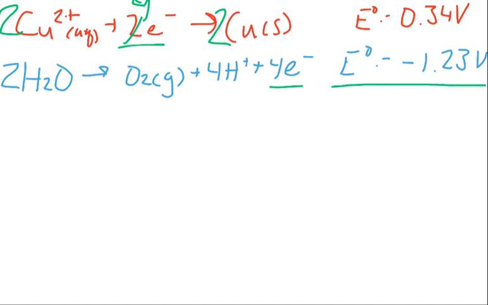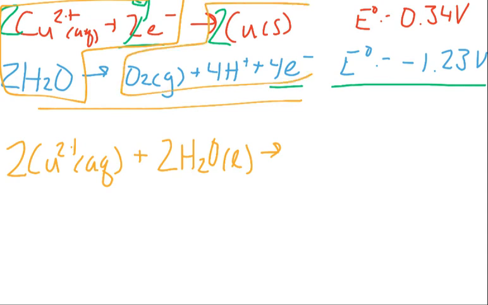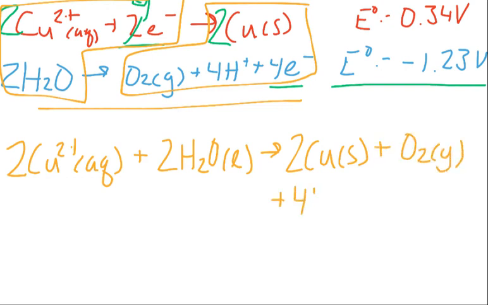Then we can combine them together, so everything on the reactant side goes on the reactant side of our overall equation. So we have 2 copper ions and 2 water molecules reacting to form everything that's on the product side. So we have 2 copper atoms as metal, an oxygen gas, and 4 hydrogen ions being formed. You can always double check your work. Everything should already be balanced. If it's not balanced, then you've done something wrong.